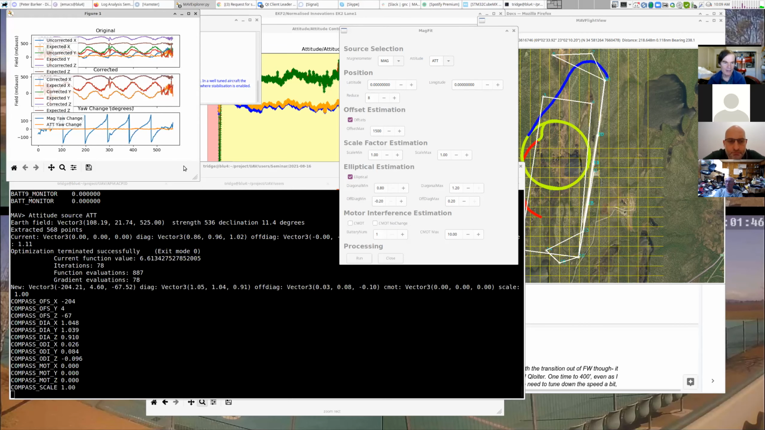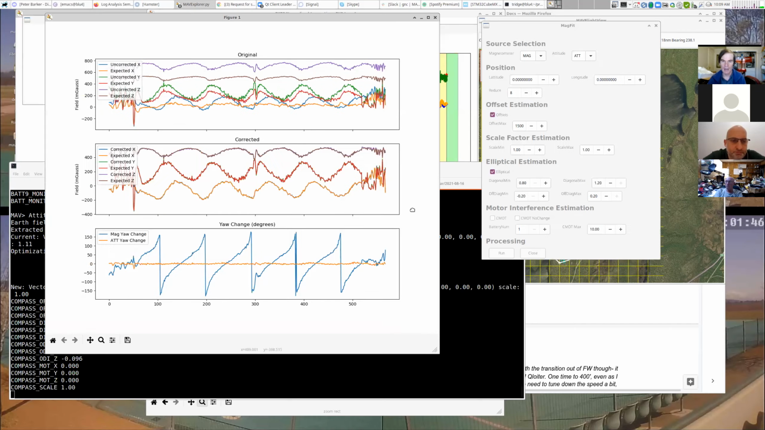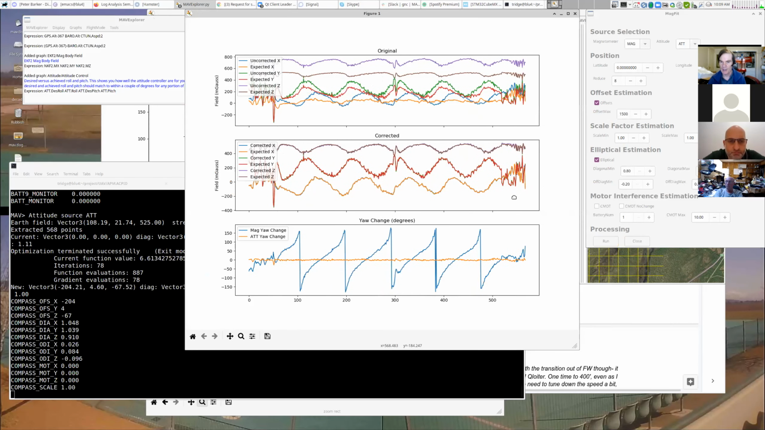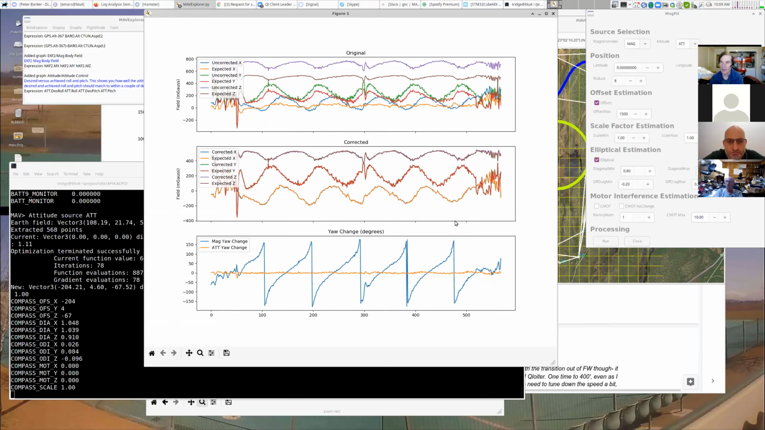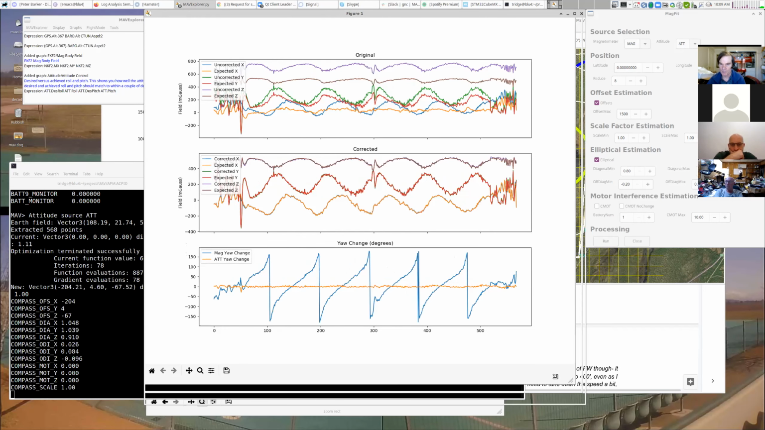All right, so there we have it. I'll just explain this because a lot of people find these graphs quite confusing, and it is very, very useful. If you've got a flight log and your compass isn't quite right, you can use this tool to get really good compass offsets. But these graphs bear some explanation.